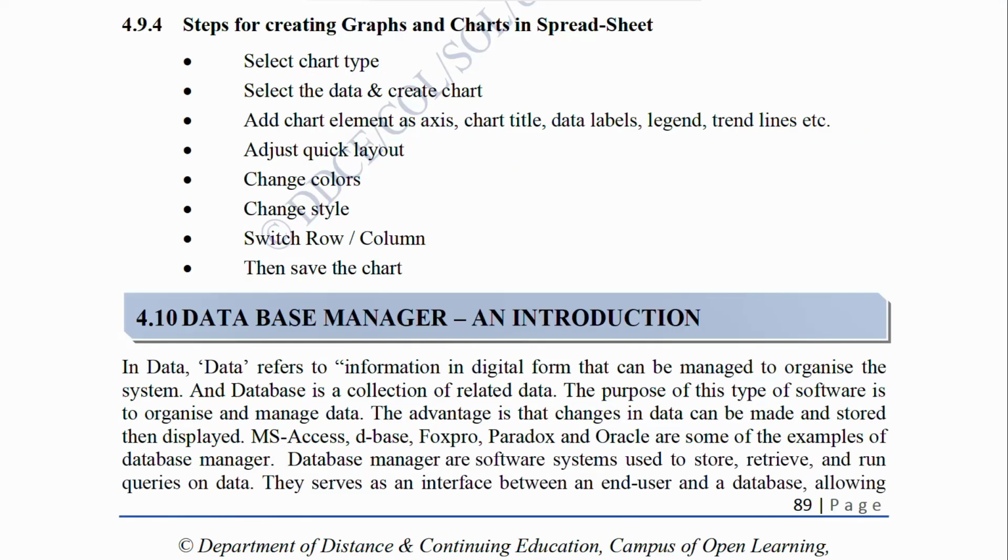4.9.4 Steps for creating graphs and charts in spreadsheet. Number 1. Select chart type. Next, select the data and create chart. Next, add chart elements such as axis, chart title, data labels, legend, trend lines, etc. Next, adjust quick layout. Next, change colors. Next, change style. Next, switch row, column. Next and the last is then save the chart.